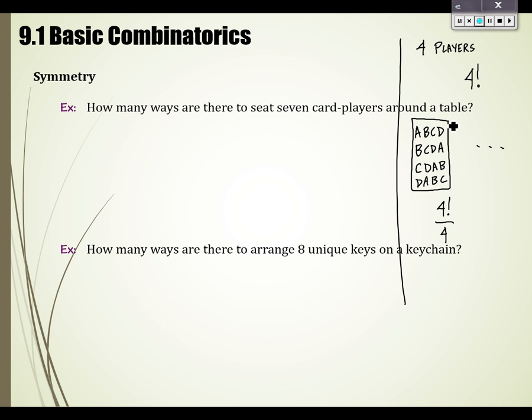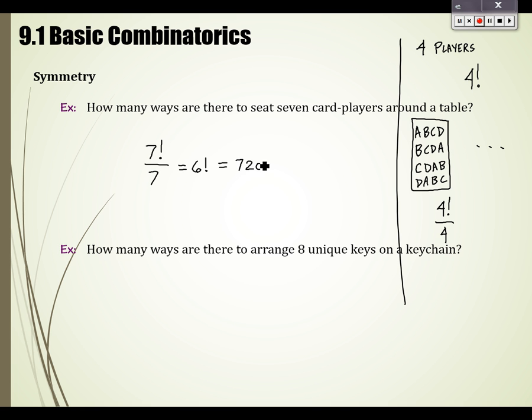Exactly. So over here, what are we going to do, you think? Maybe 7 factorial divided by 7. That's also known as 6 factorial, which is also known as 720. Right? Okay.